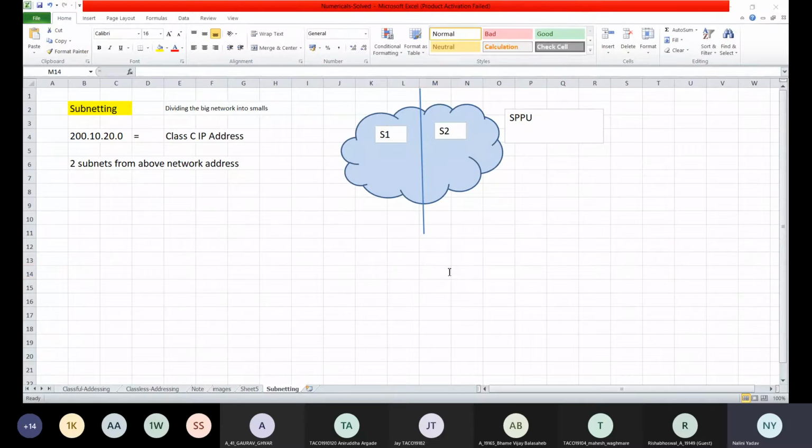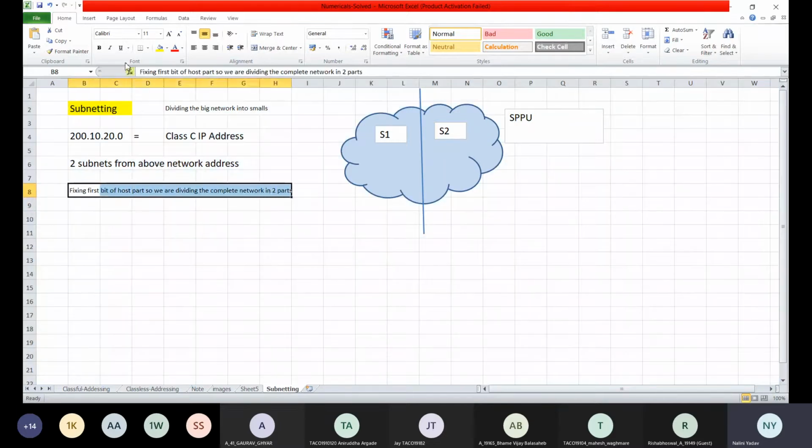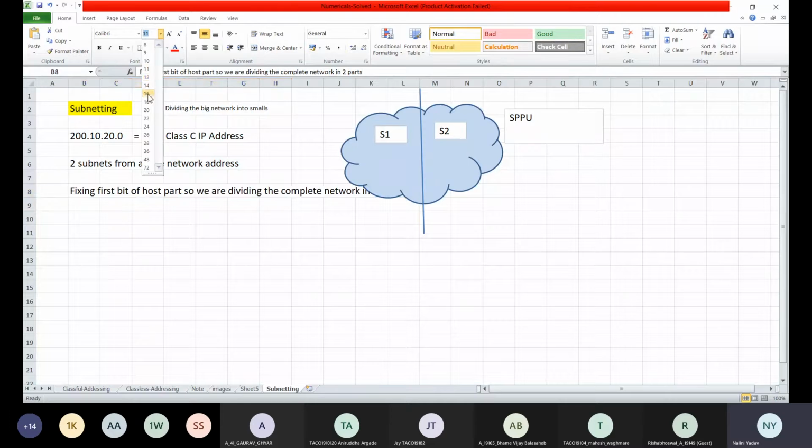Now what I have to do is divide it with numbers also. Correct. Now how will I divide for this given network address? So I need to fix a bit from the host side, right? So first we need to fix a bit from the host side. Now as my aim is to divide the complete network into two parts, right? So how many bits do I need to fix?